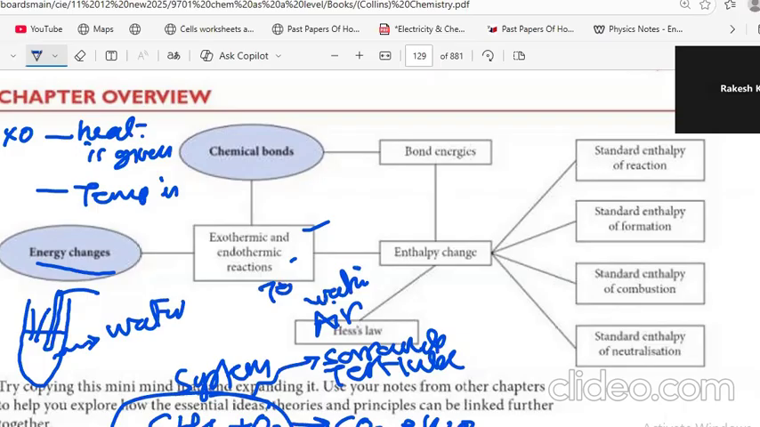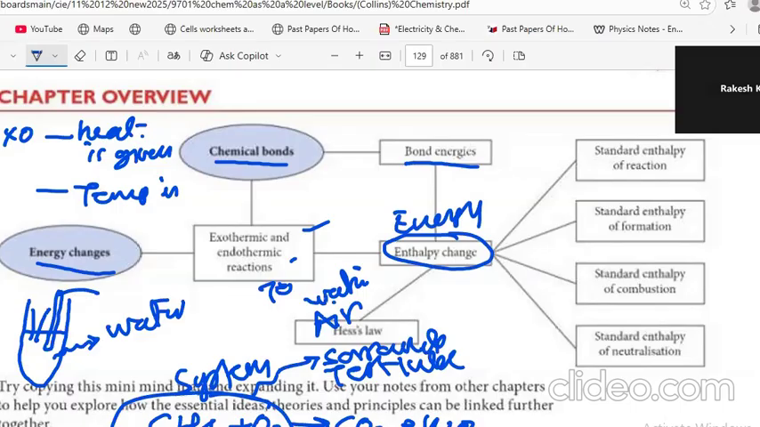And who gives the heat? This. But why does this give the heat? Because there are chemical bonds inside which are getting broken, and they have bond energies. And that results in the energy change. Just read this as energy change. Enthalpy, I will explain later.